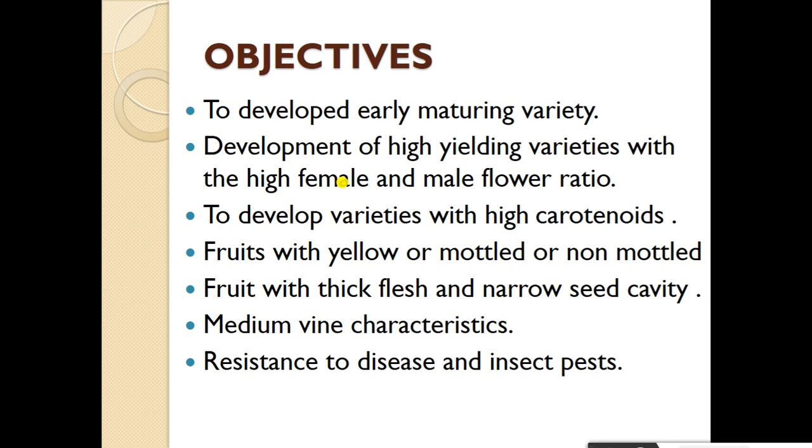Then important point, objectives of pumpkin breeding: to develop early maturing variety, development of high yielding variety with high female to male flower ratio, to develop variety with high carotenoids, fruits with yellow flesh, thick flesh and narrow seed cavity, medium vine characteristic, resistant to diseases and insect pests. These are the important objectives of pumpkin crop.